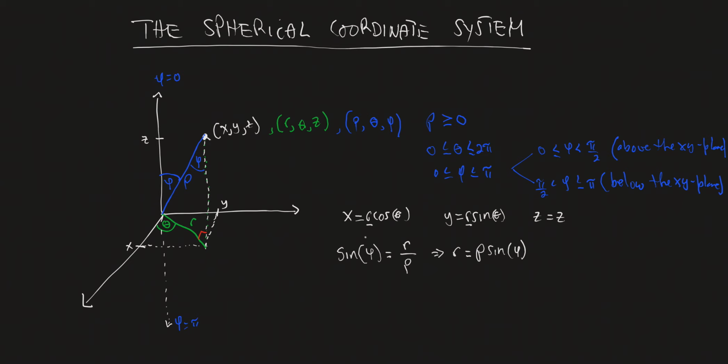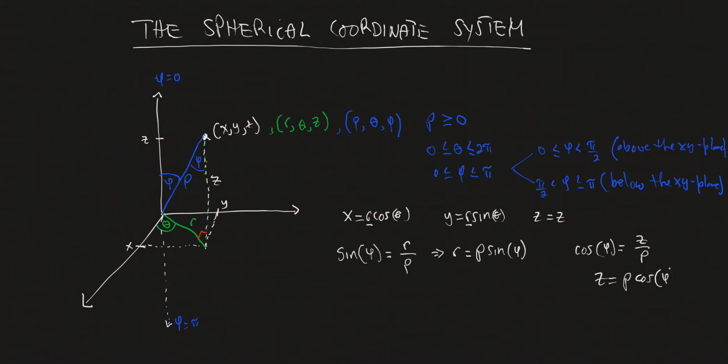And what we also need is a relationship for z. Well, what is z? In the rectangular coordinate system, z is this side right here, the length of that side. And that is the adjacent side to my angle phi. So let's write that down. That means the cosine of phi is z over rho. If we solve this for z, we get that z is rho cosine of phi.